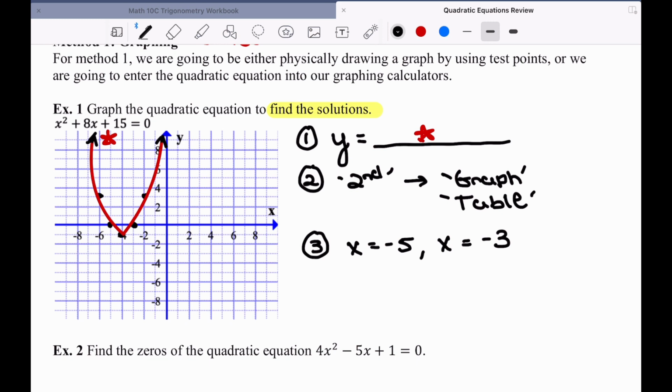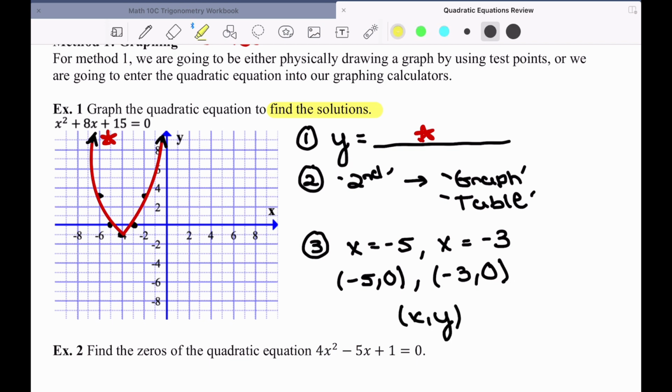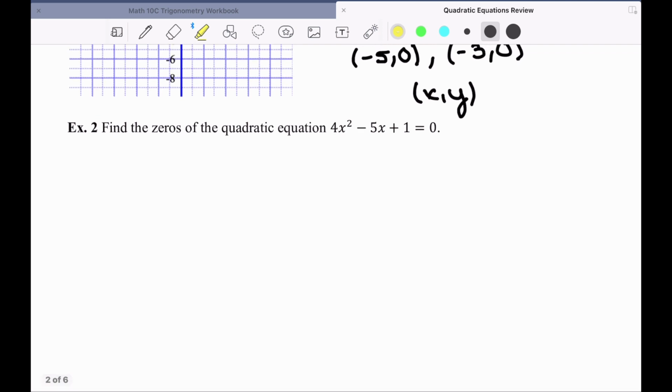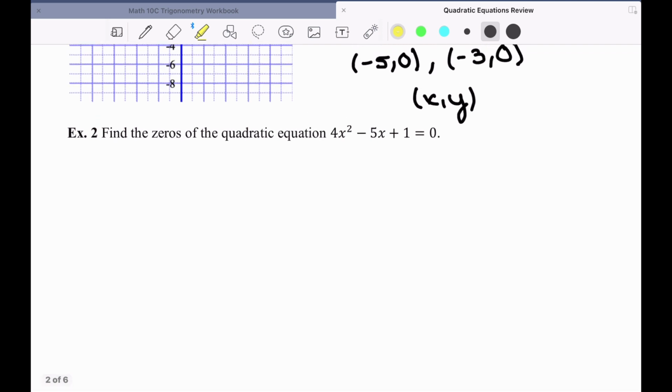I could take this a step further and write it in point notation. However, you will not be required to do this. So I have -3, 0 and -5, 0, and that just means in terms of x and y, that's what those points are. But they would be asking for these specifically, where x is equal to -5 and x is equal to -3. Those are our solutions to the graph. Now here's a prime example of what they would do by just switching the terminology ever so slightly. Find the zeros.